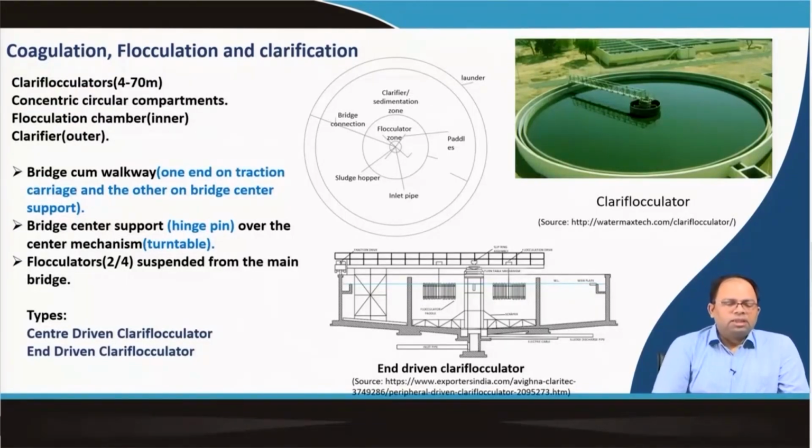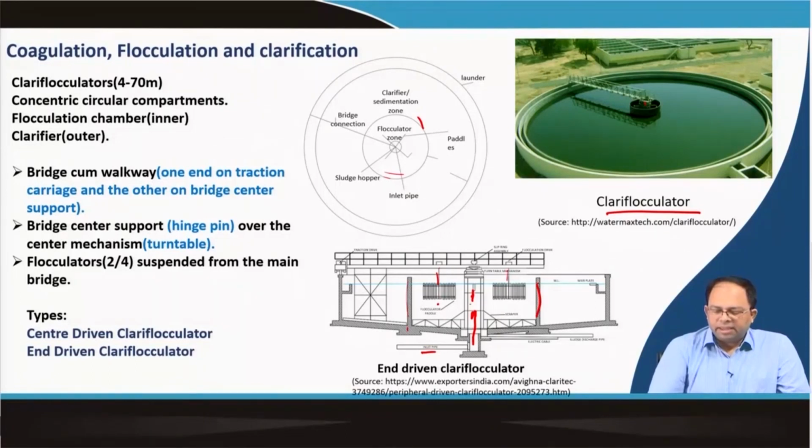So, clariflocculators are of different designs. Over here you can see another design. This clariflocculator is round in shape, and as you can see in this particular design there is a bridge at the top, and this bridge rotates. This is fitted at the center, and sometimes the flocculation zone is at the center. What it means is, this is the inlet pipe, the water comes in through here, and this is the chamber you can see over here.